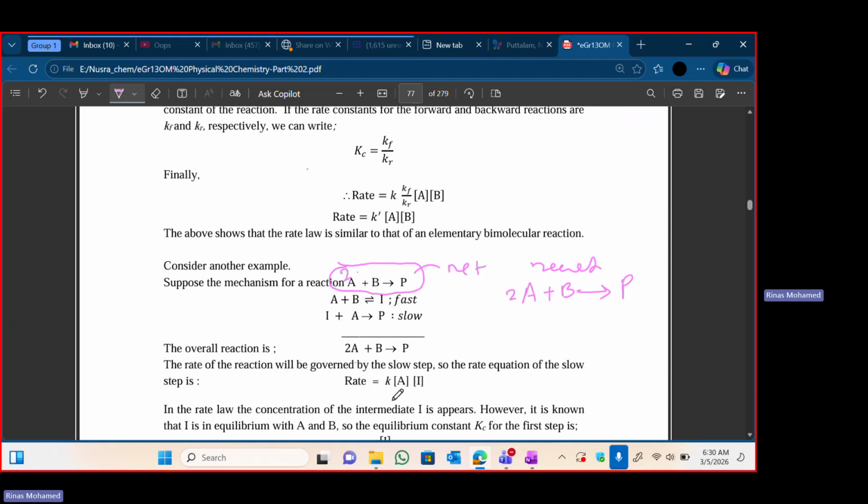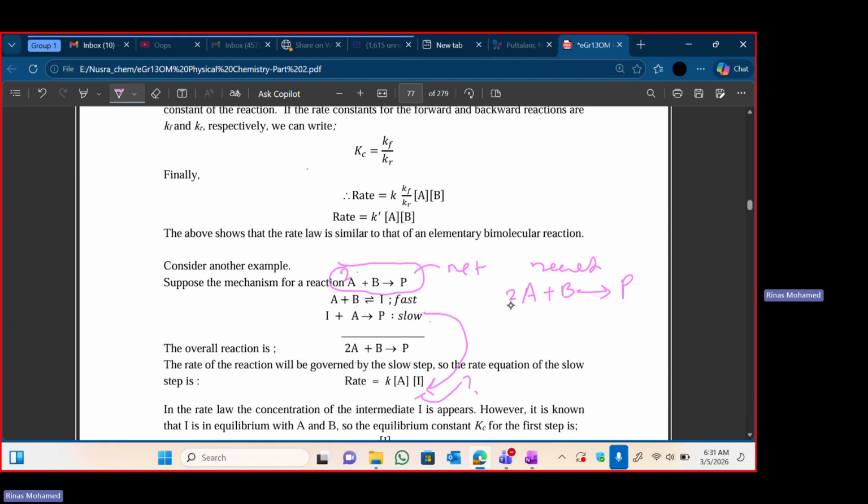Now how can you write R, using the slower step? I'm using the slower step to write the rate law. Now R equals K into A to the power 1 and I to the power 1. But the intermediate we cannot keep in the equation, and I have to replace it. Right? How do I have to replace that now?